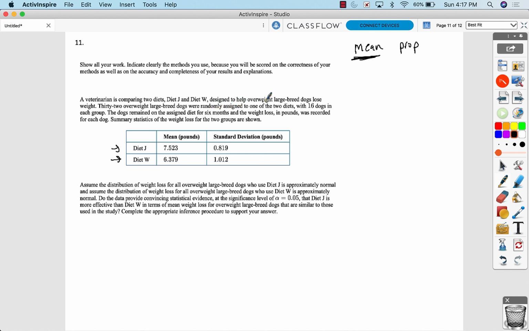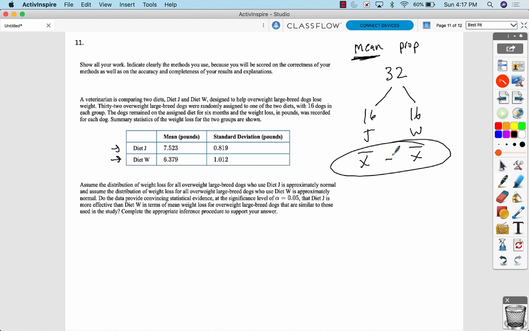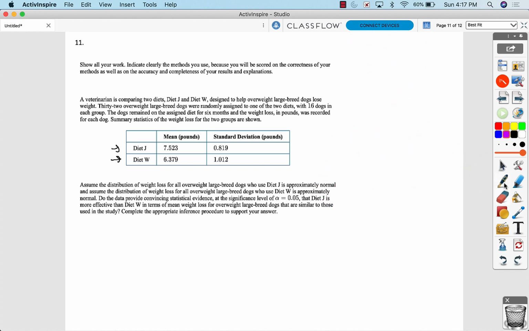32 dogs were randomly assigned. They took 32 dogs and put 16 here and 16 here. These got the J and these got the W. They got an average here, an average here, and then they compare. This is the difference in two means, so this is a two-sample t-test. What's my null? You're going to put mu J equals mu W. Assume that both the diets were the same. Now I have to look.